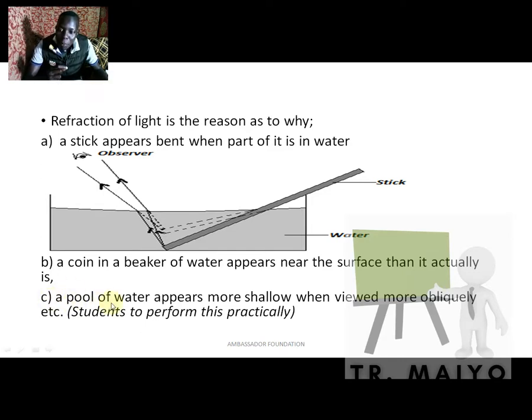C. A pool of water appears more shallow when viewed more obliquely. Yes, and if you have a swimming pool in your school, not a must to be in your school, any swimming pool around, just go and see. When you view it normally, it appears as if it's very shallow. Only the swimming attendant will tell you this place is 9 feet, yet it appears to be 2 feet. You can die there easily.